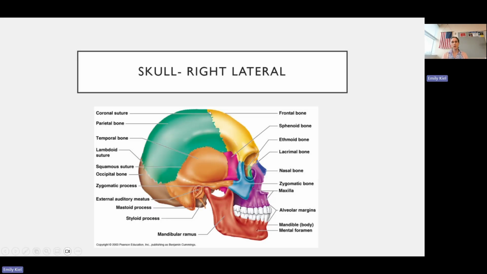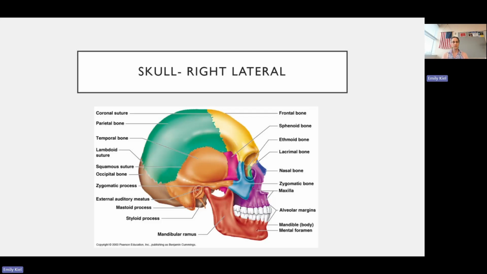Your coronal suture. Remember, we talked about the frontal plane could be called the coronal plane. So you've got your coronal suture. You have your squamous suture, which goes between that temporal bone and the parietal bone. And then you've got your lambdoid suture here between the parietal bones and the occipital bones.